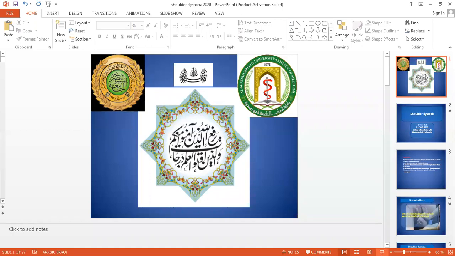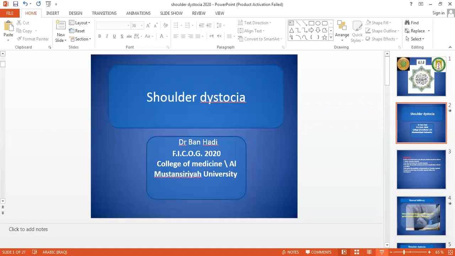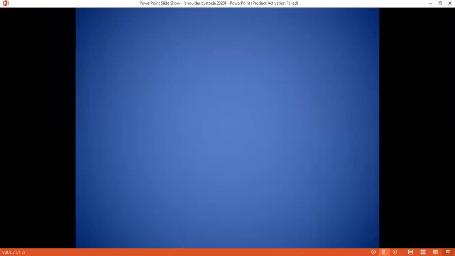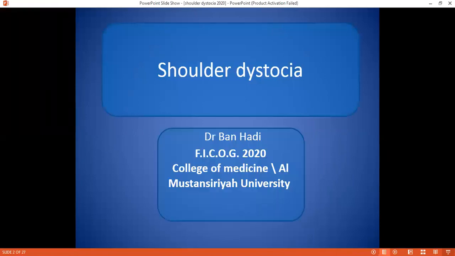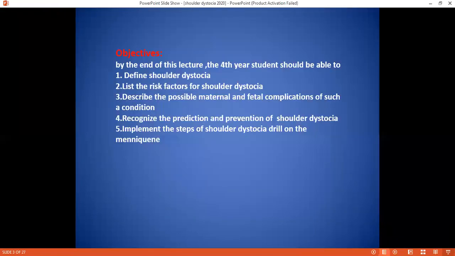The objectives of this lecture: by the end of this lecture, the student should be able to define shoulder dystocia, list the risk factors for shoulder dystocia, describe the possible maternal and fetal complications of such a condition, recognize the prediction and prevention of shoulder dystocia, and implement the steps of shoulder dystocia drill on the mannequin.